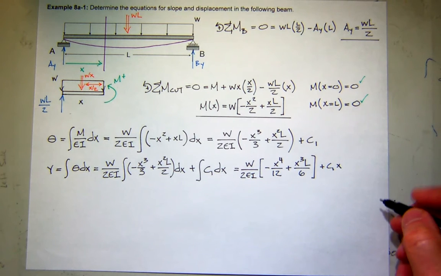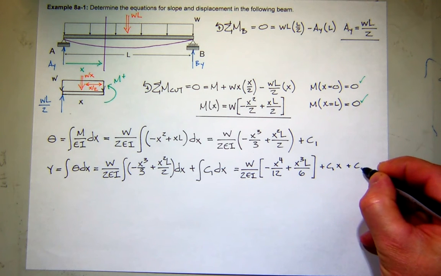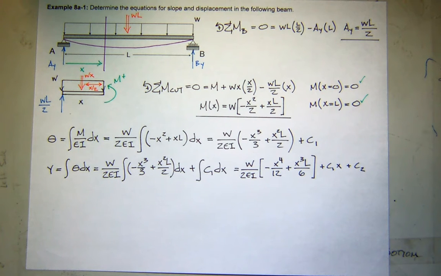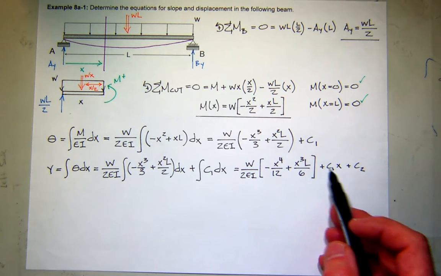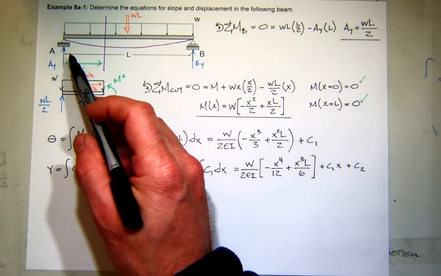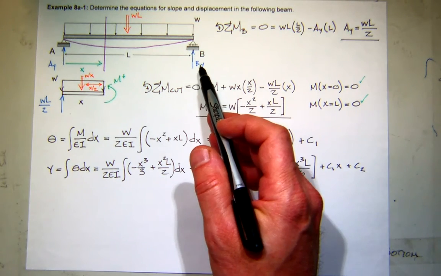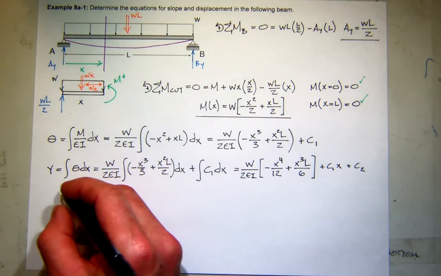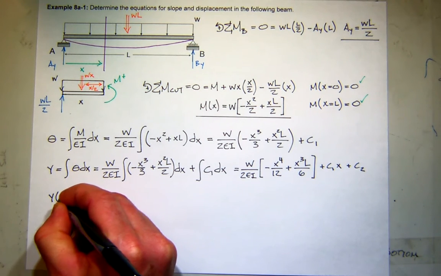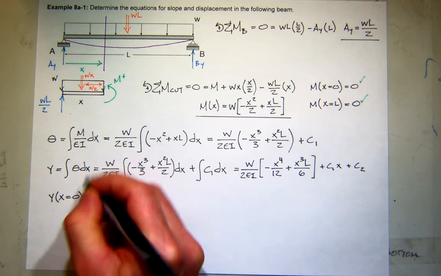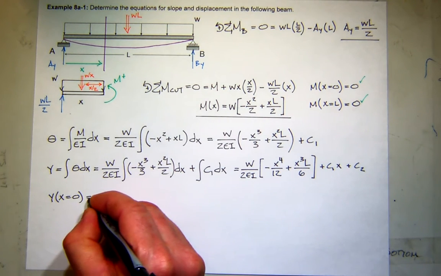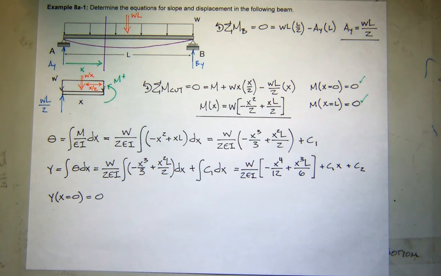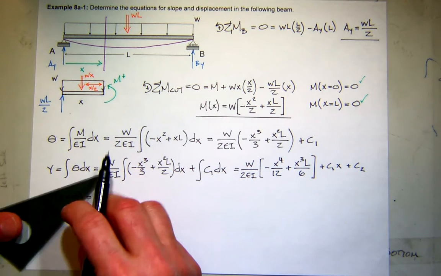C1x. And then we get another integration constant, C2. So I have one equation in displacement, there it is, with two constants. But I have two conditions. So let's apply those. So I know that the displacement at x equal 0, that's A. What's that displacement equal to? 0, right? There's one of my conditions.